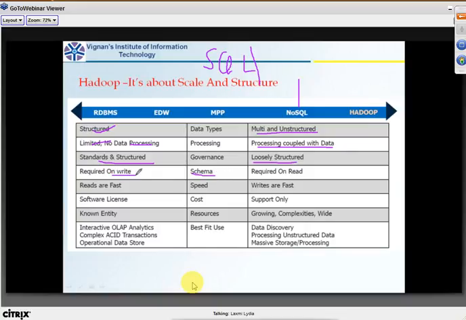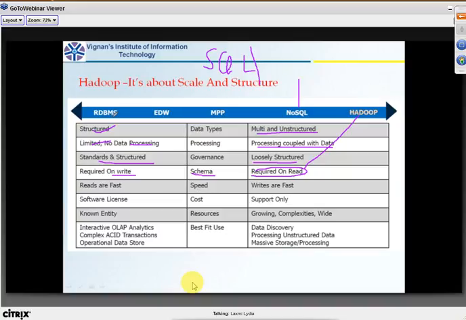Schema is required whenever you are going to write in RDBMS. Whenever you are doing insert, update and all, without schema you can't write, you cannot insert, you cannot update. Whereas with Hadoop, schema is required whenever you are performing a read. Whenever you are reading, you require schema. What is schema? Employee number, employee name, all those things, right? Of course, data types and all those things.